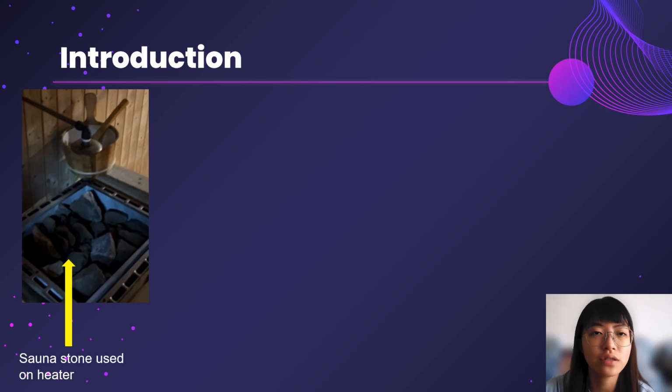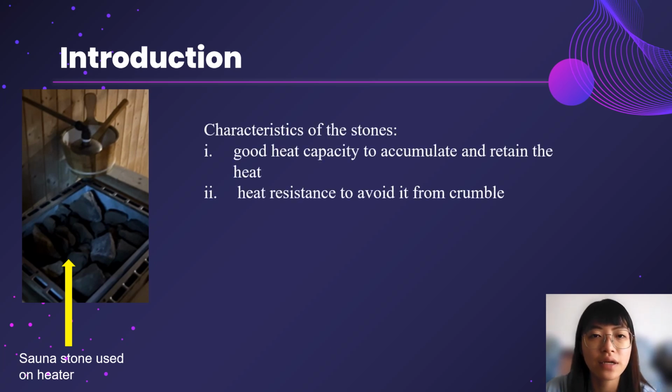The type of sauna stone is important to deliver the steam as the sauna stone can store heat energy when it is heated. After the stone is heated, water will be poured on the stone to produce steam and increase the temperature of the sauna room. There are several characteristics of the stones that need to be considered to ensure the sauna room functions. First, it must have good heat capacity to accumulate and retain the heat. Second, the stone must have heat resistance to avoid crumbling.